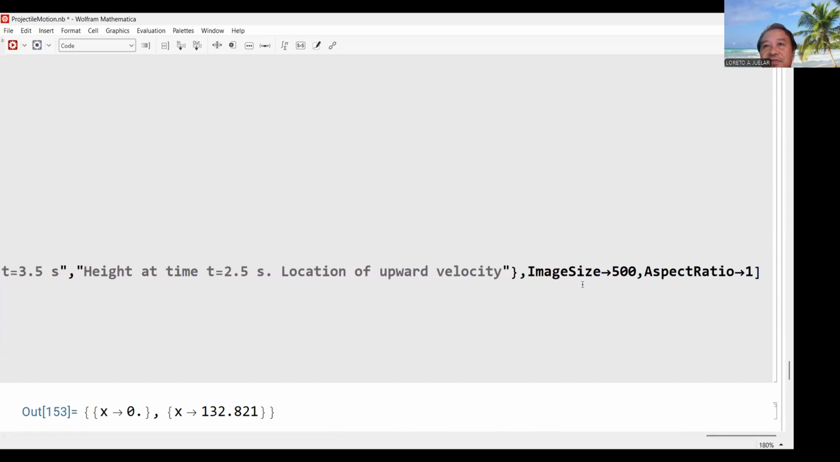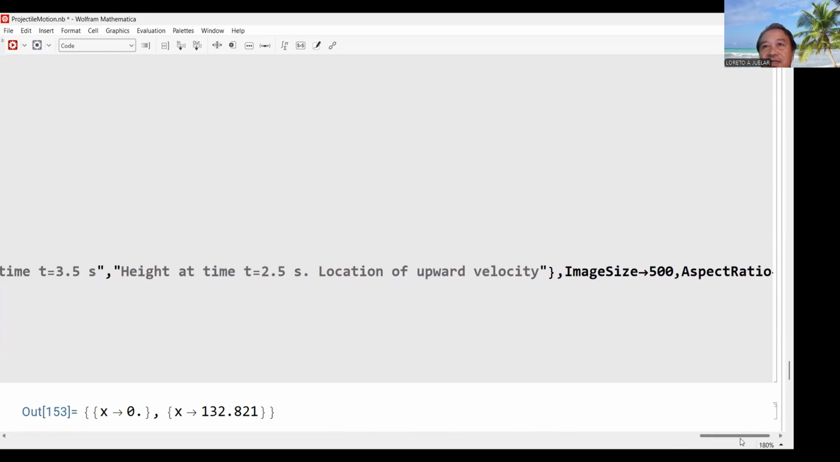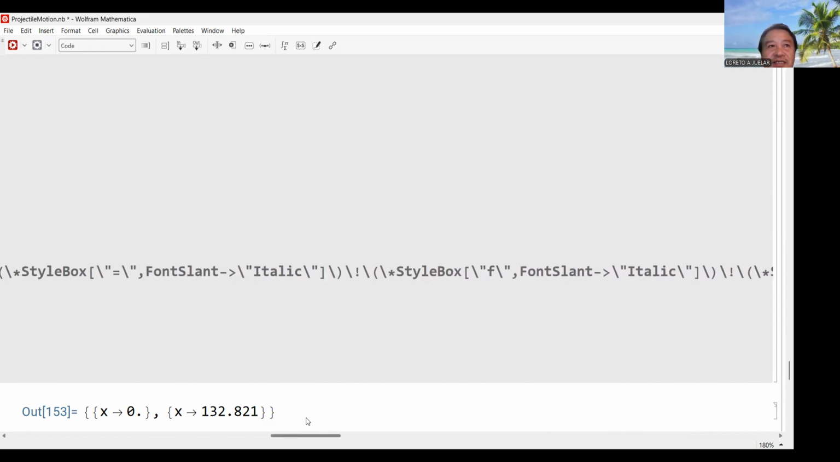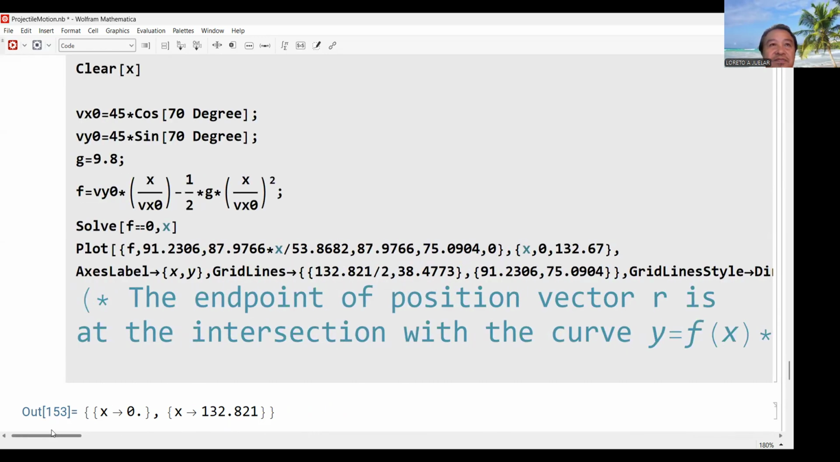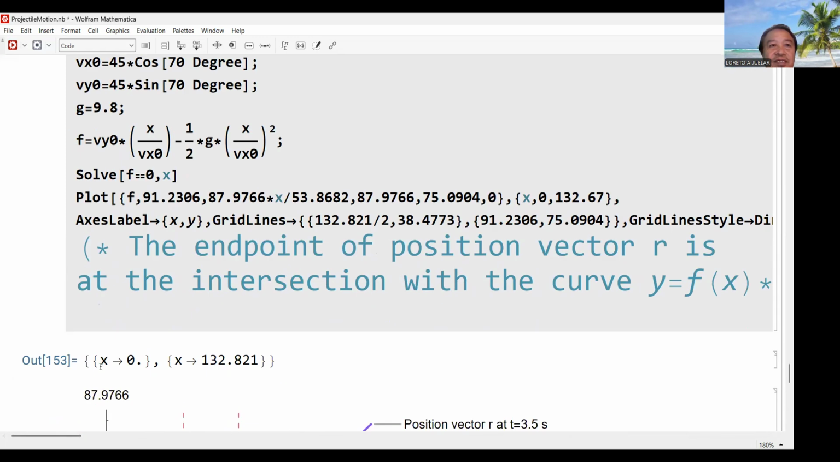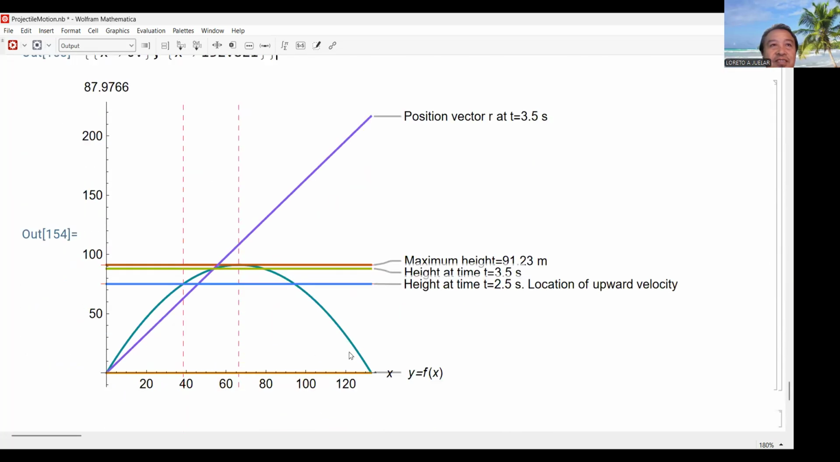The image size is 500, and the aspect ratio is equal to 1. So I made it a little larger to see the image. Okay, so our x here, this is the range, 132.82 meters. And this one, this is 87.97 meters.